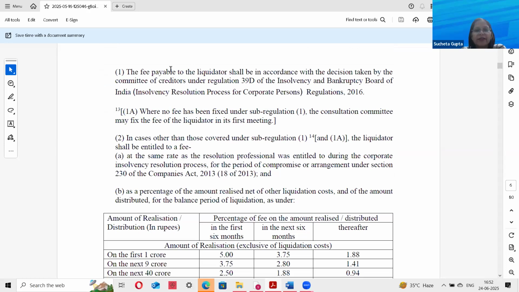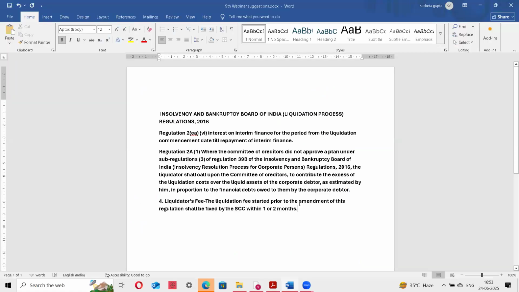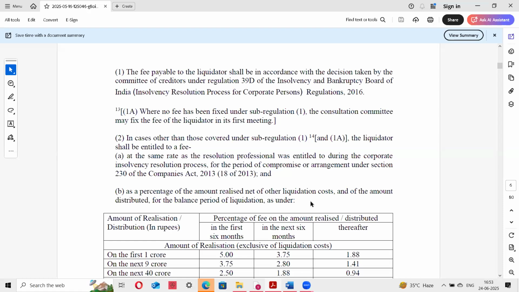But here they are saying that the fee payable to the liquidator shall be in accordance with the decision taken by the COC, that is the last COC during CIRP. So whatever fee is payable to the liquidator shall also be decided by the COC. Yes, the last COC during that CIRP. Ma'am, when liquidation was recommended, the COC did not fix the fee. And later on also, in the stakeholders' first meeting itself, they did not fix the fee.